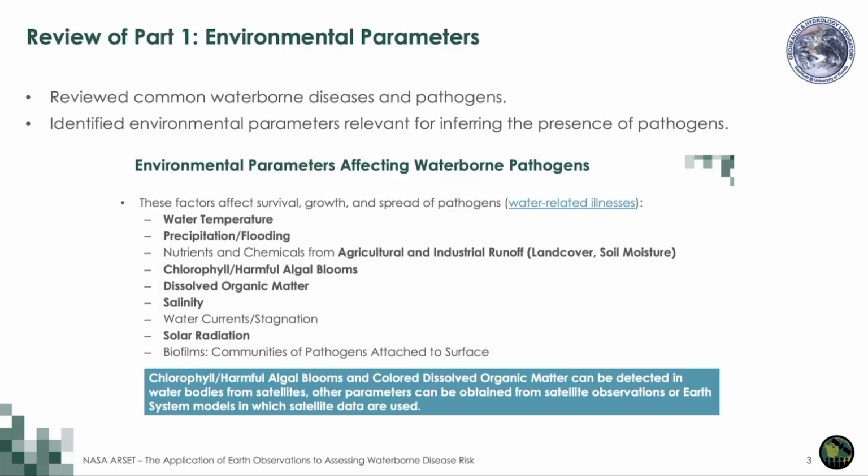So we saw that chlorophyll and harmful algal bloom or cyanobacteria and colored dissolved organic matter, these can be detected in water bodies from satellite images. And there are other parameters such as precipitation, runoff, soil moisture. They can be derived from Earth system models as well.